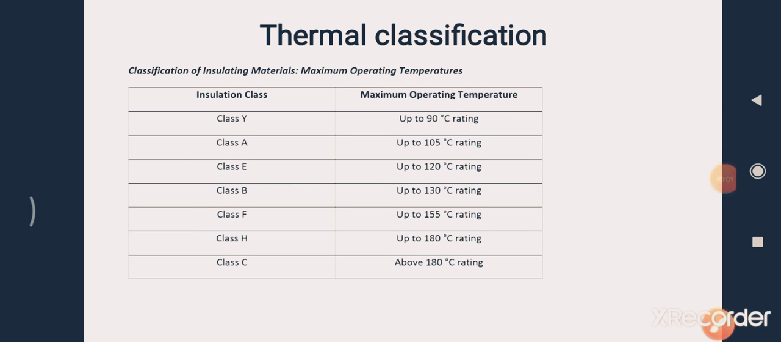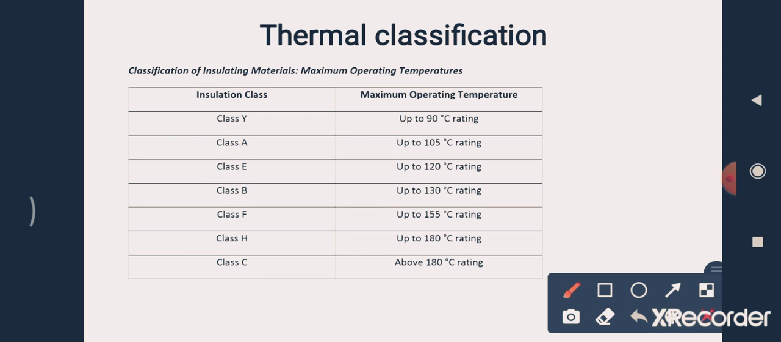Next point is thermal classification of insulating material. First is Class Y insulating material. Class Y materials include cotton, silk, paper, cellulose, wood, etc. These materials are neither impregnated nor immersed in oil. Class Y insulating materials are not suitable for electrical machines and apparatus. It is suitable up to 90 degrees Celsius.